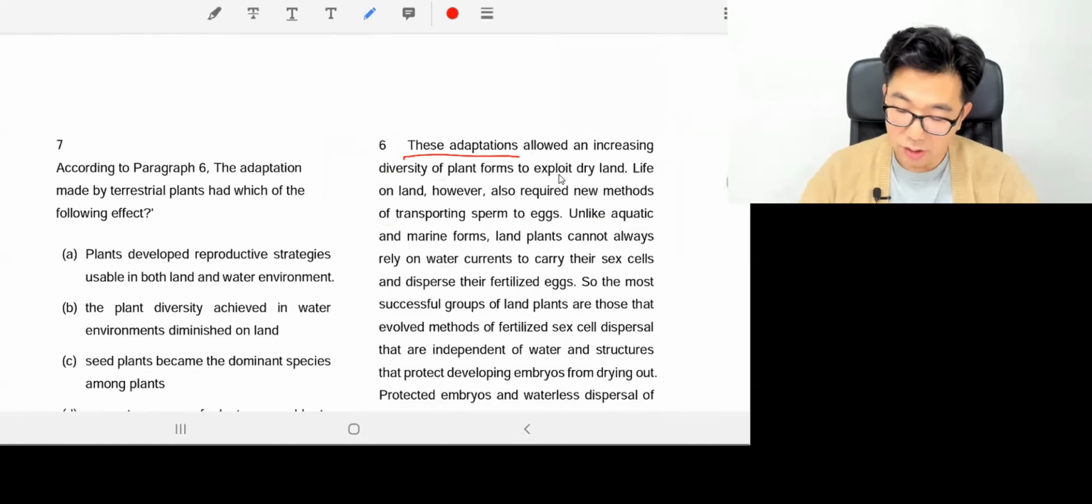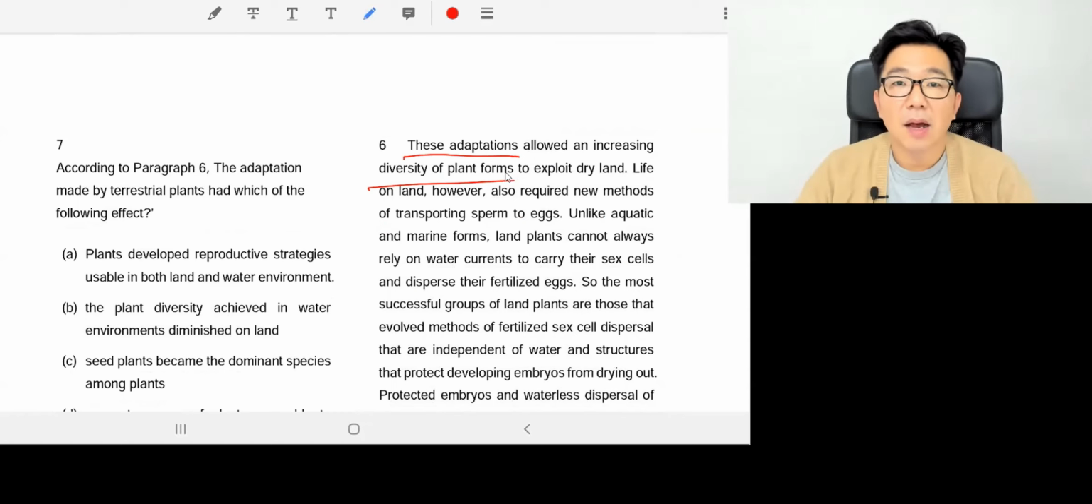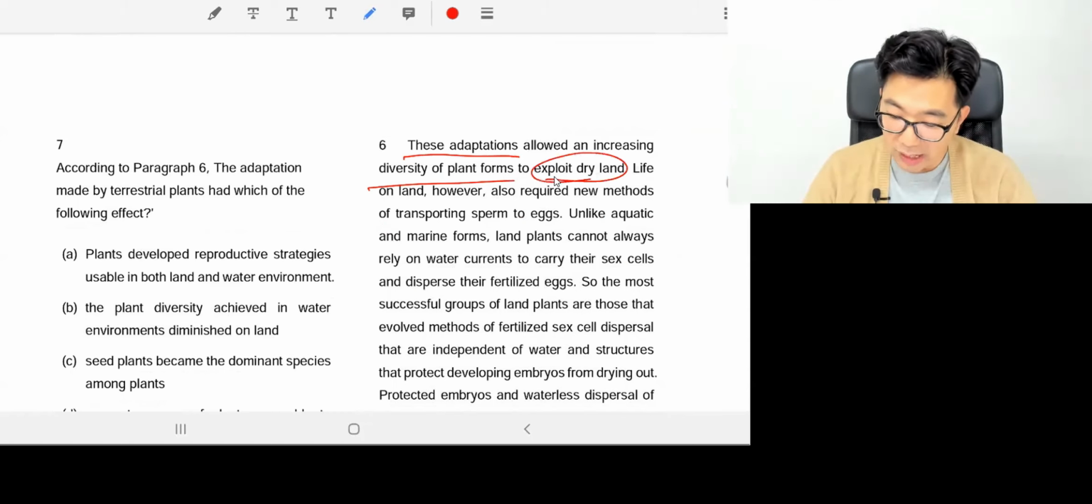So these adaptations allowed an increasing diversity of plant forms. They were able to create different forms, not just grass, but different types of grass, bushes, trees, to exploit dry land, to take advantage of dry land, or use the land. So different types of plants started to prosper, right?